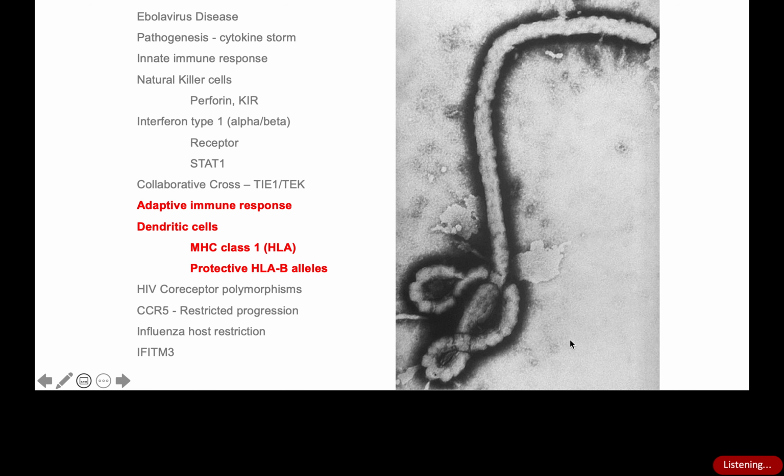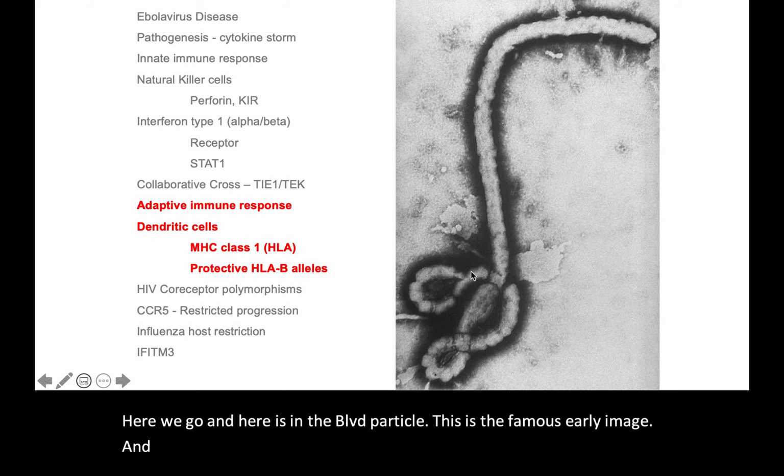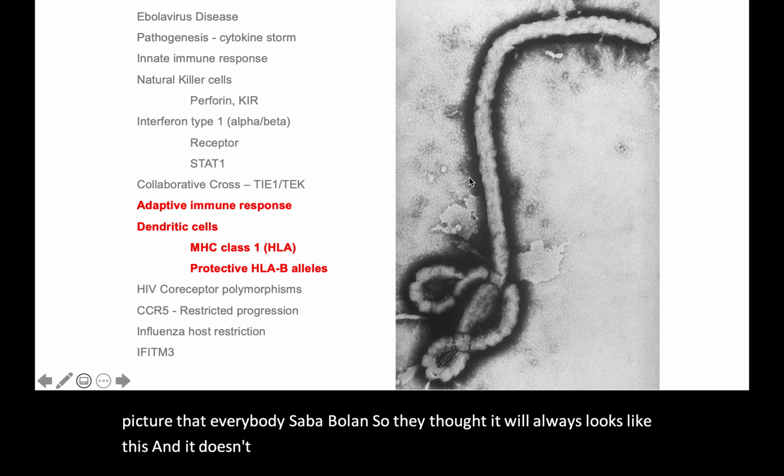Hello, last section on Ebola virus. Here we go. And here's an Ebola virus particle. This is the famous early image. And this is that end of it that's curled around. That was the first picture that everybody saw of Ebola, and so they thought, oh, Ebola always looks like this, and it doesn't. It usually looks like just the top part here, like a long stretched out sausage.